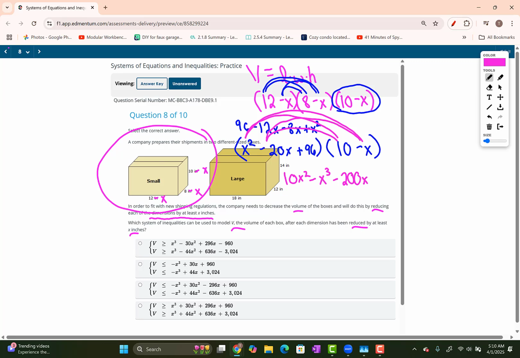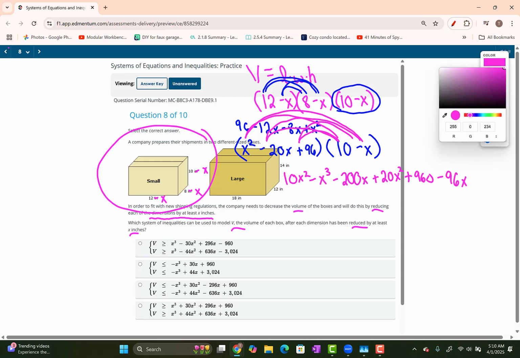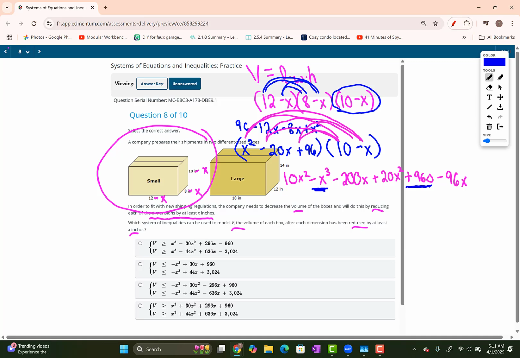Negative 20x times negative x is positive 20x to the second. And then finally distribute the 96. 96 times 10, 960. 96 times negative x, negative 96x. So we want to combine all of our like terms. I'll notice negative x to the third and positive 960 have no like terms. So I'm going to put negative x to the third at the beginning, because that's the largest exponent, and positive 960 at the end because we put our constant in the end.